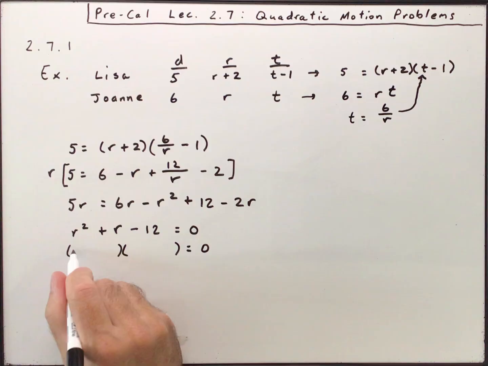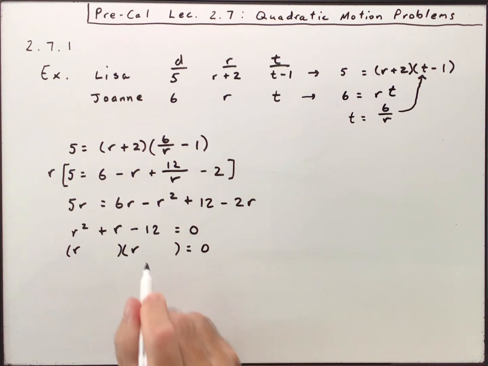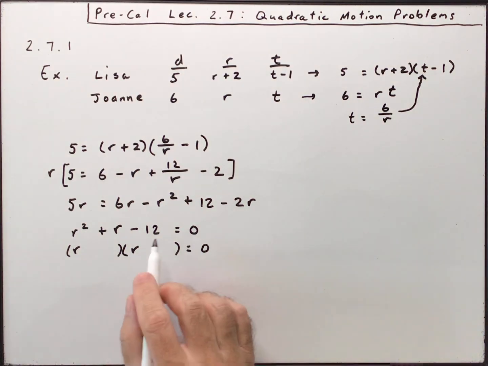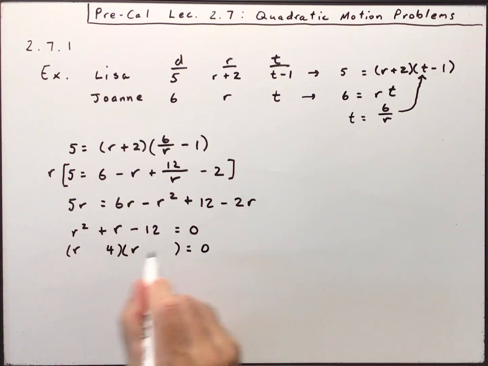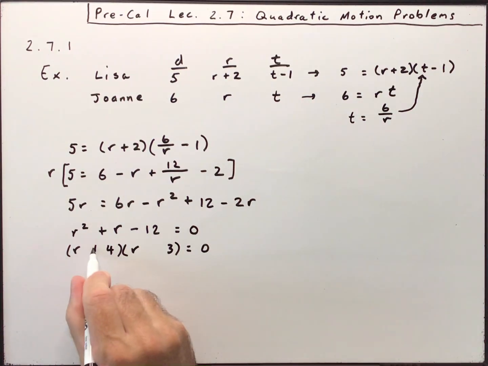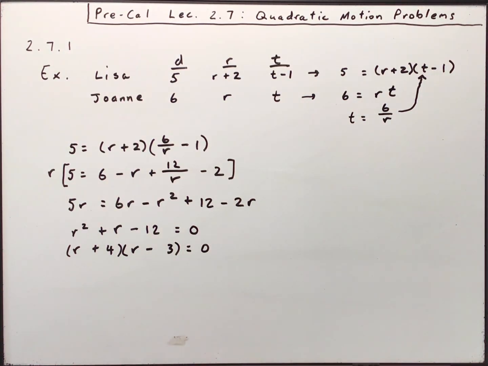Now we're going to try to factor. So r, and then 4 times 3 makes 12, and that could give me a 1 in the middle. So plus 4 minus 3. Okay, so there's two rates that would make this 0, right? Negative 4 and positive 3. Negative 4 plus 4 is 0. 3 minus 3 is 0.